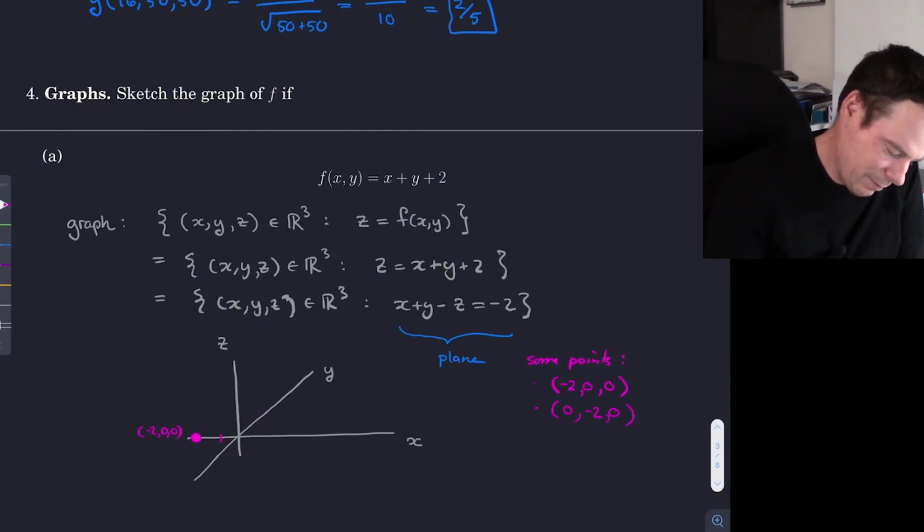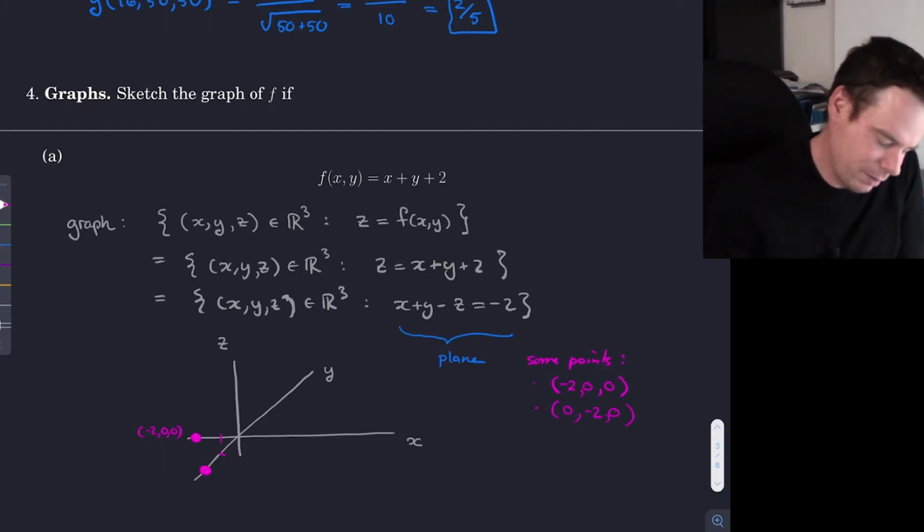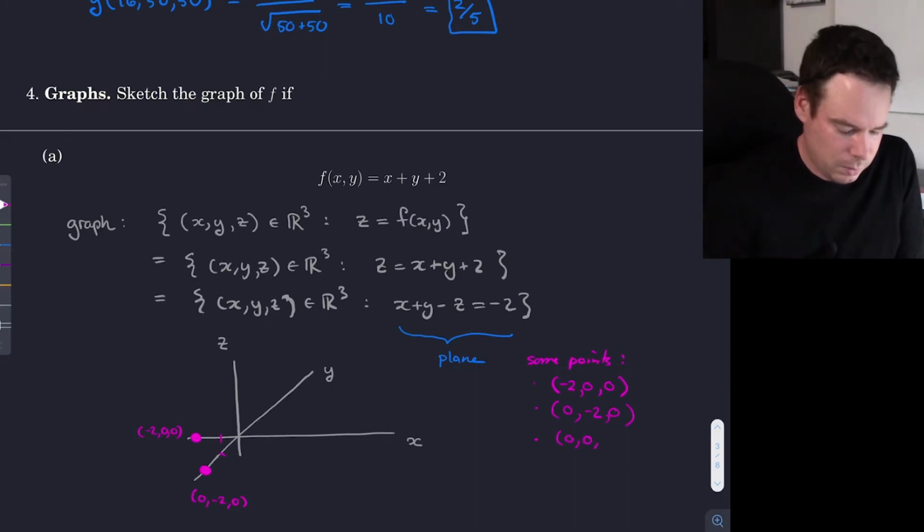I've drawn my coordinate axes this way because I want all the action to be out front. I just want to sketch it so all the stuff that I'm plotting is out front on these coordinate axes. So that's going to be 0, -2, 0. And lastly, with x is 0 and y is 0, the z value has to be 2 in order to satisfy the equation.